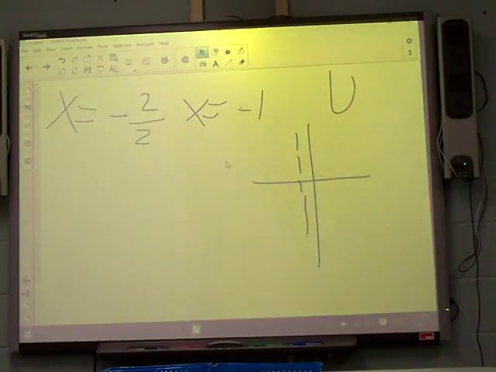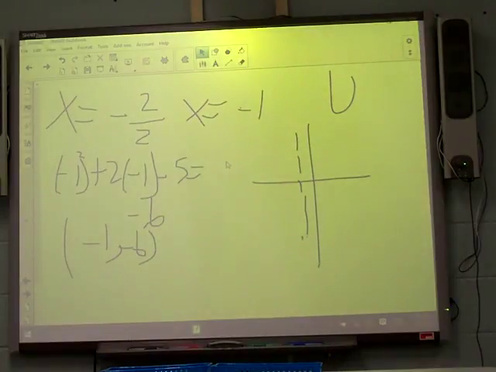So now I got to plug that -1 back in to see if it's supposed to be above the x-axis or below it. So I get -1 squared plus 2 times -1 minus 5. I did all that and got -6. So the vertex would be at -1, -6, which means it would be down here. Which means it has to be, which one? B as in boomerang.